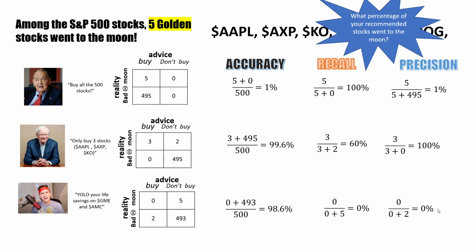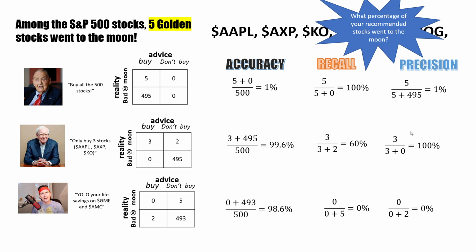So now this is a summary of the concepts of accuracy, recall, and precision, which would help you evaluate these 3 financial advisors. And depending on your situation, it's either Warren Buffett and or Jack Bogle that you would prefer. But in this case, other than recall, Warren Buffett is outperforming Jack Bogle.